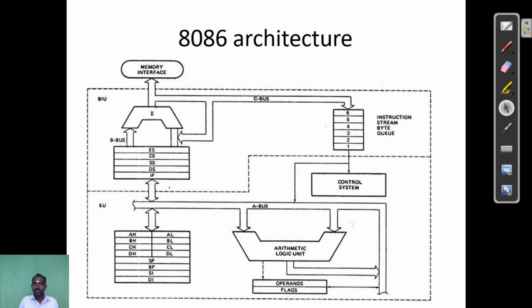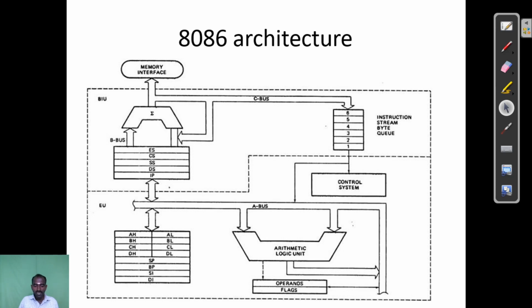The address bus carries the address signals. The data bus carries the data lines. The control bus carries the control signals, for example, read and write. This is the function of the bus interface unit.